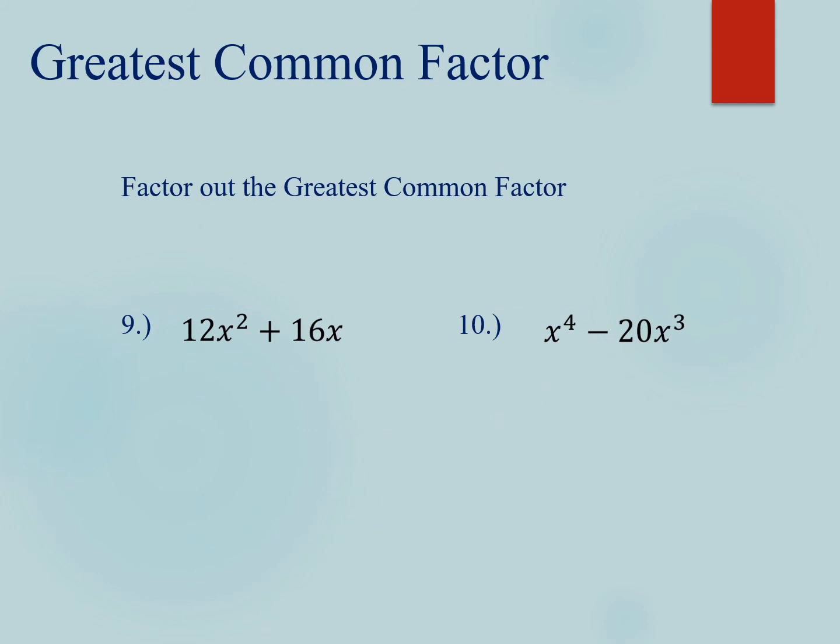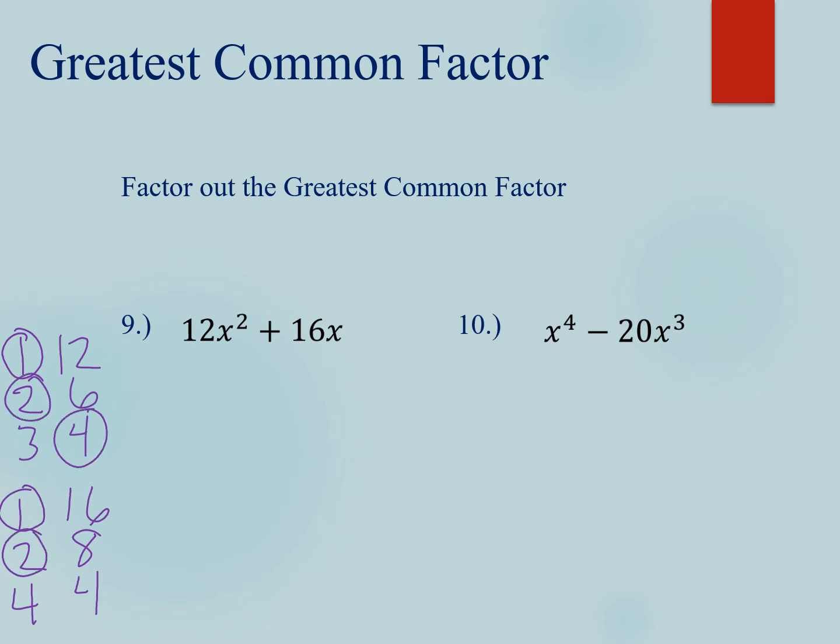So let's go ahead and take a look here at a few more. So on number 9 here, I have 12x squared plus 16x. So first I'm going to look at 12 and 16. So the factors of 12, 1 and 12, 2 and 6, 3 and 4. The factors of 16, 1 and 16, 2 and 8, 4 and 4. Okay, so when I look at that, I see that they have 1 in common, they have 2 in common, and they have 4 in common. Okay, so 4 is the greatest common factor.